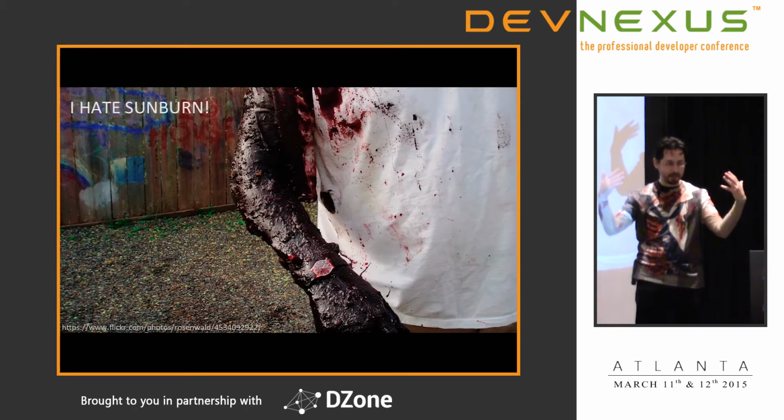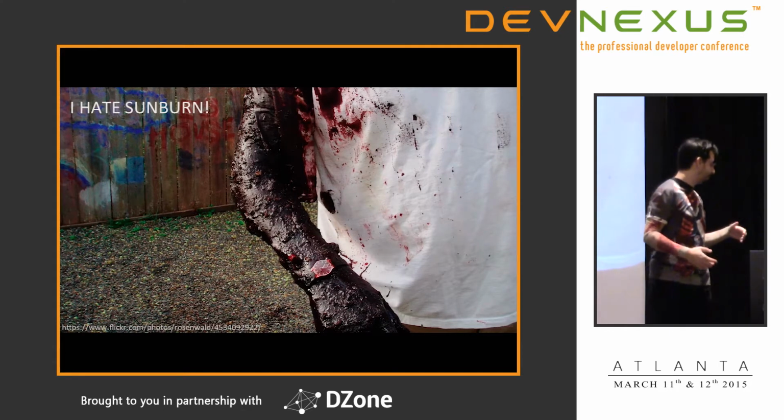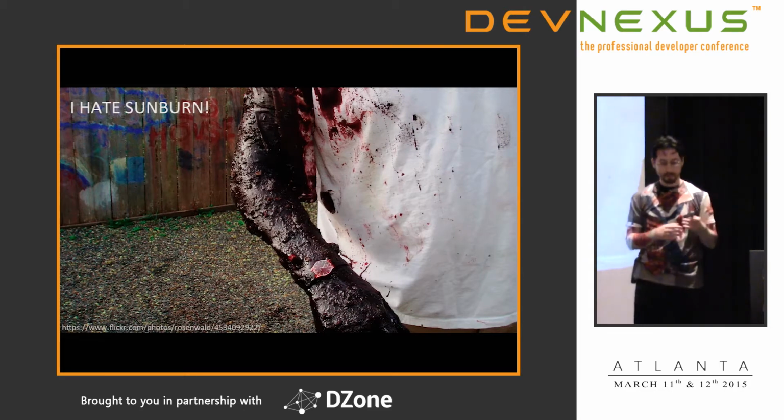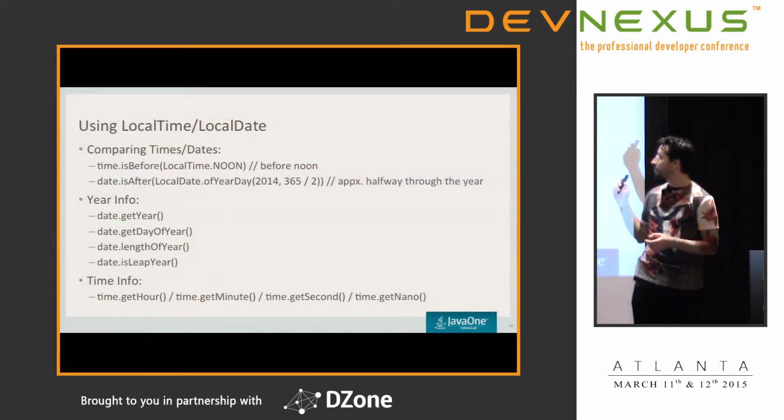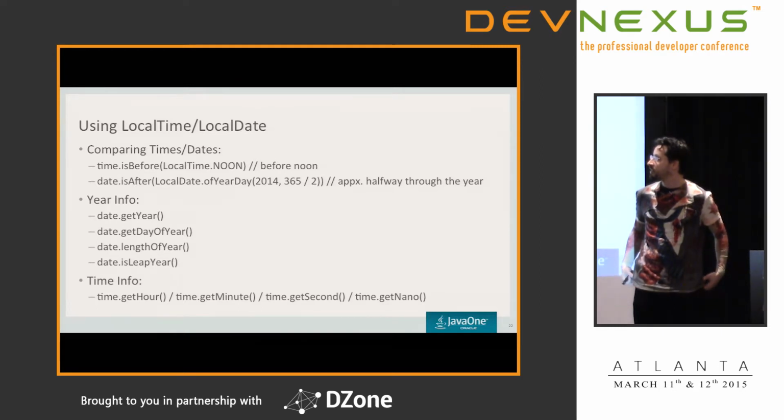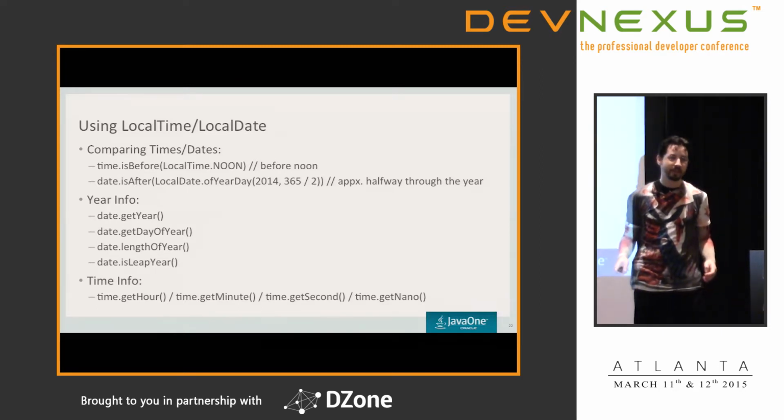Actually, I don't even need to be a zombie. I just magically burn. I'm too white. So we're hopefully going to fix this by taking advantage of some of the methods on the date and time class to figure out whether it's day or night and take the appropriate action.